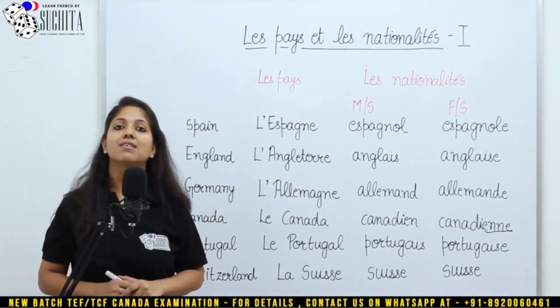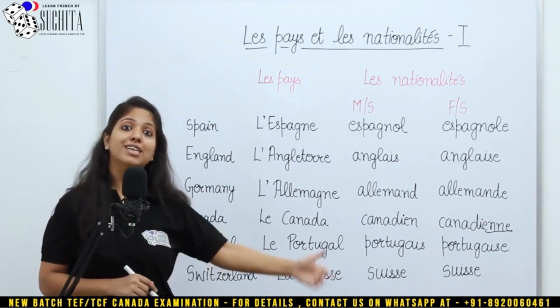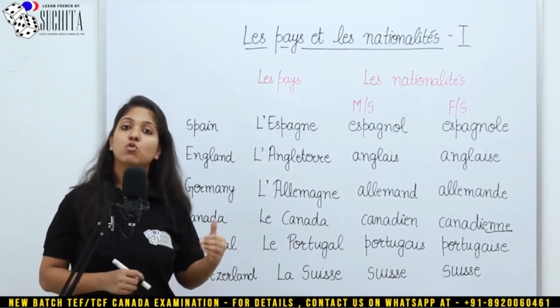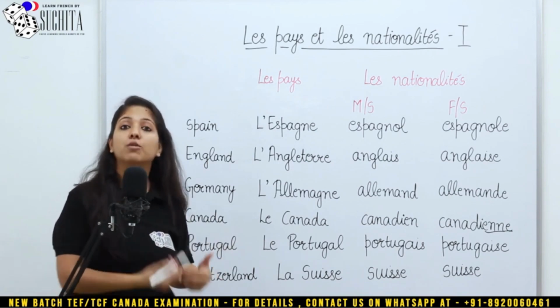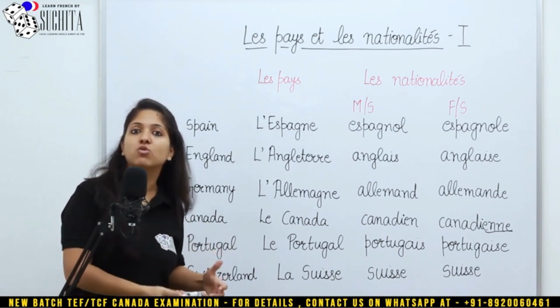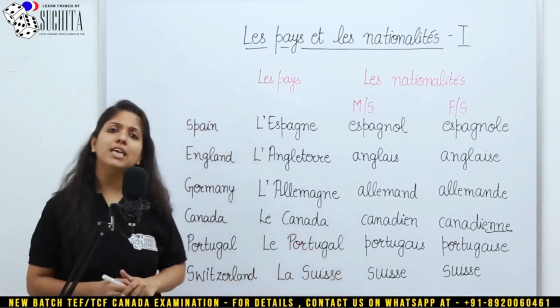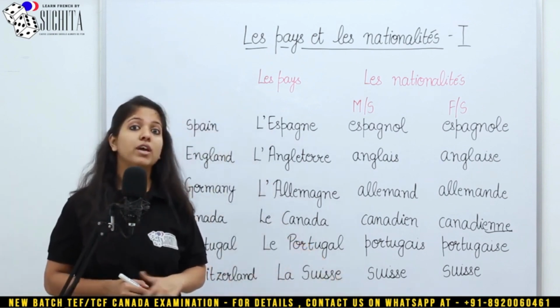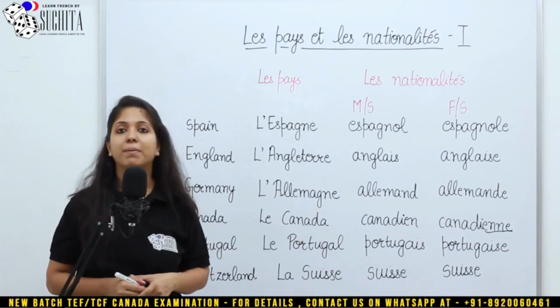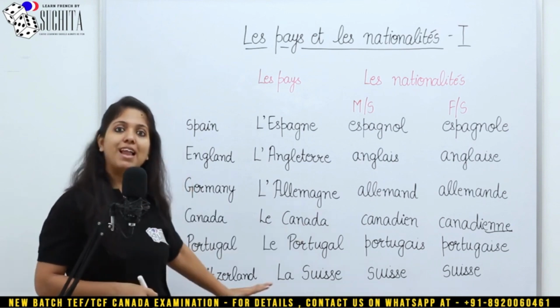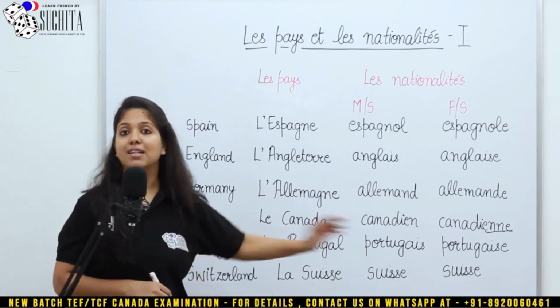Switzerland is la Suisse. And the nationality is Suisse. So even the country is Suisse and the people who live in Suisse are also known as Suisse. Now you see, Suisse is already ending with E in the masculine form. So in order to make it feminine, you will not apply any extra E. So it is la Suisse, Suisse and Suisse.